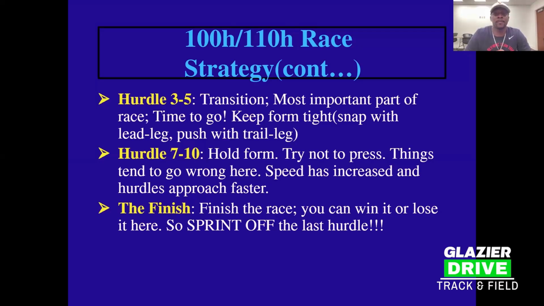And then the finish, basically finishing the race. You can win it or lose it here. So sprint off the last hurdle. So many times hurdlers go off the last hurdle and they kind of just go through the finish line. No, when you land off that last hurdle, your job is to jump off the last hurdle and really attack the finish line, because that's where people get outleaned or they just lose time because they didn't run through the line.